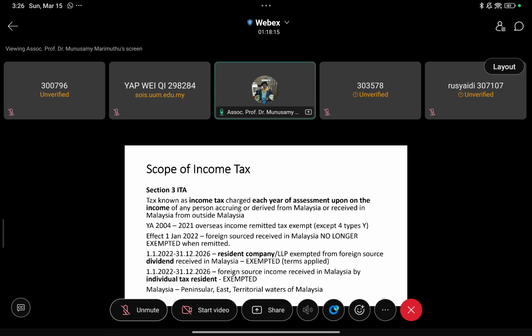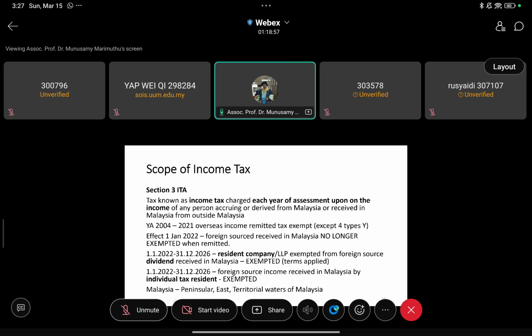A tax which is known as income tax is charged every year of assessment, every calendar year. 2016, one tax. 2017, one tax. 2018. So the tax known as income tax is charged for each year of assessment separately, not cumulative. Upon what? On income. Income means it must be revenue income. Income of who?